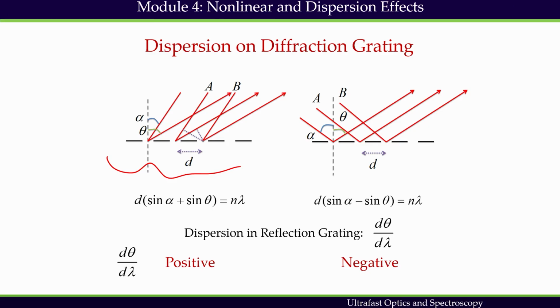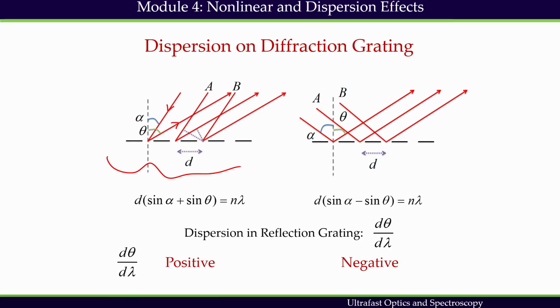Similar to a prism, a diffraction grating disperses light composed of different wavelengths. As depicted here in this figure, alpha is the incident angle, and theta is the diffraction angle.